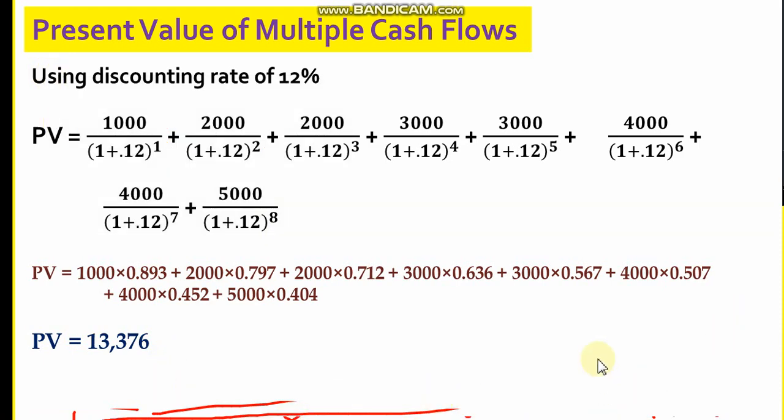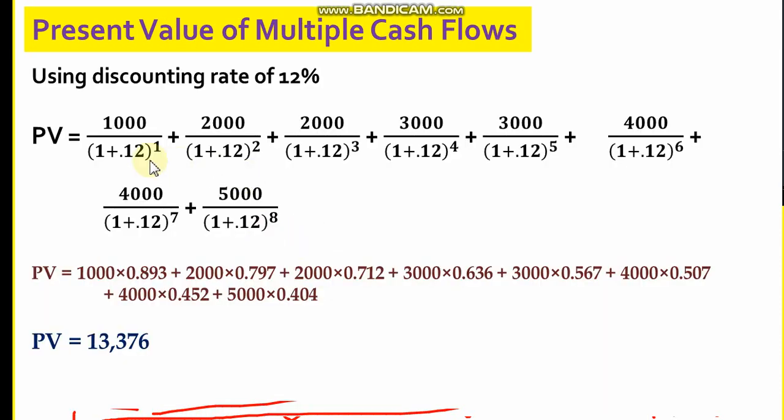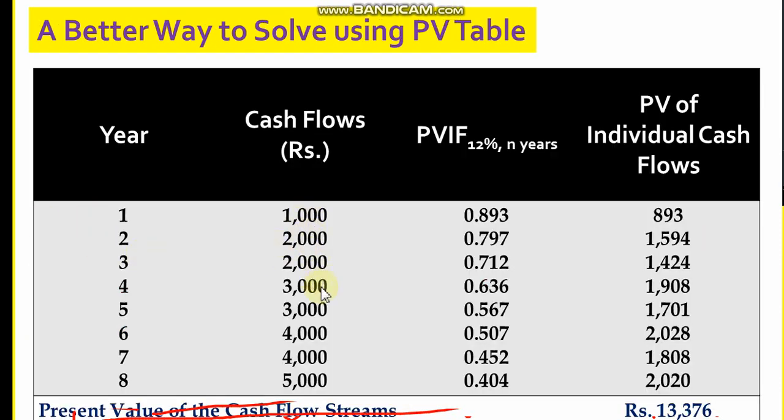Now let us see how it works in a table. Now these are my cash flows, right? This is year 1, 2, 3, 4 to 8, and these are the cash flows that I have written. Let me go back to the last slide. These are my cash flows: 1000, 2, 2, 3, 3, 4, 4, 5. That is what I have written here also: 1000, 2000, 2000, 3000, 3000, 4000, 4000, 5000, right?